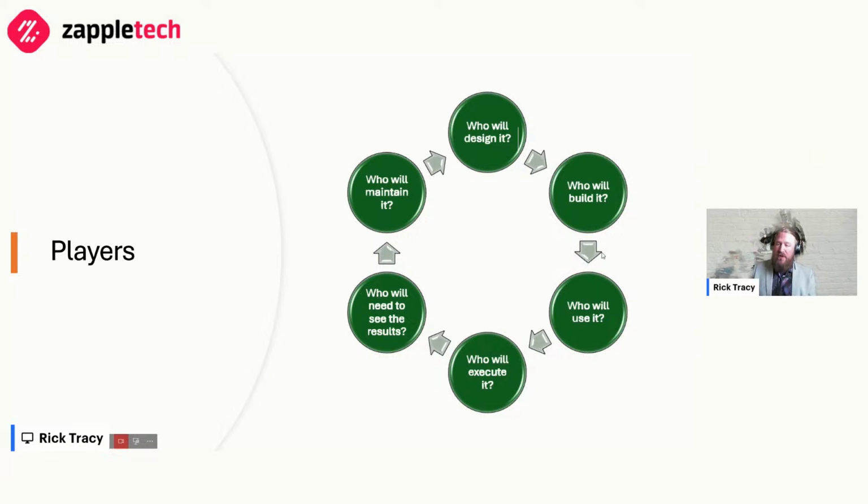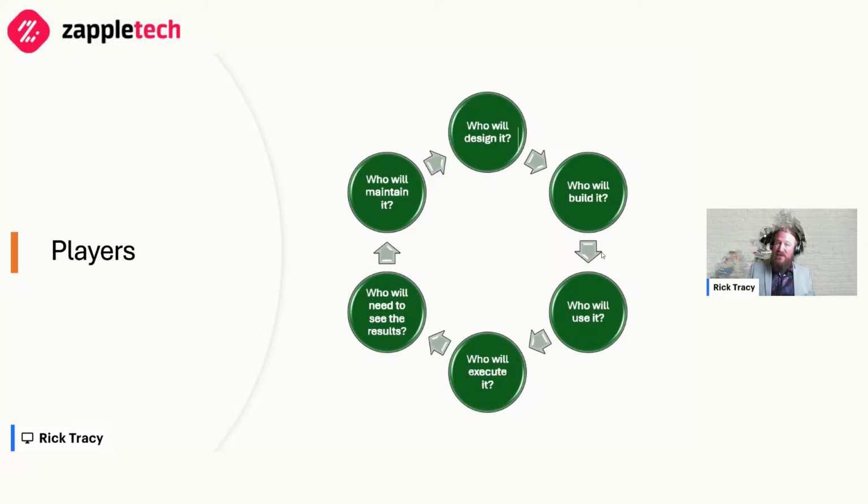Some things to think about when you're thinking about the players: you have to think about people not always being the same people. So who will design it and who will build it are not always the same people. On top of that, you're also going to be looking at who's going to be using it. Is this a test automation that you're designing for a group, for a team, for a user group, for example, so that they can do UAT quicker? And if so, are they also going to be the ones executing it? Or is that, again, a different group of people? Or is that somebody who's also designing it?